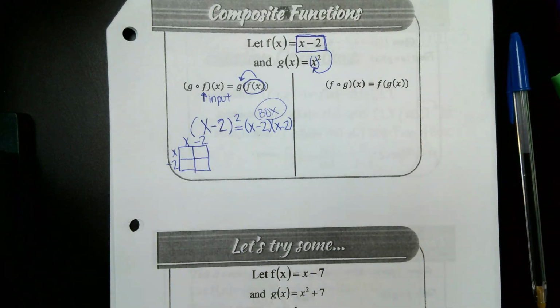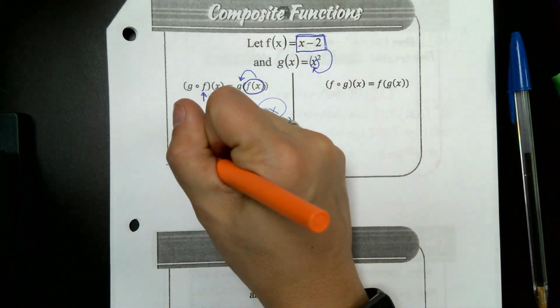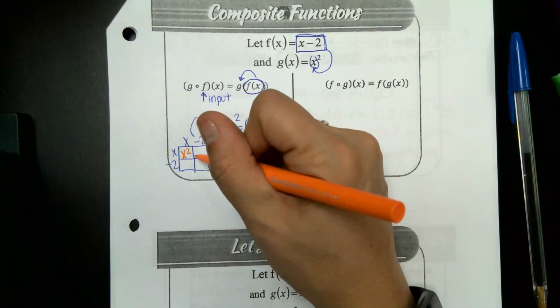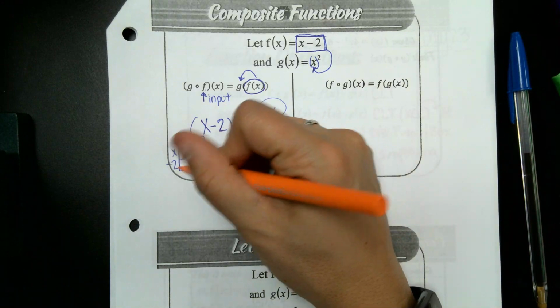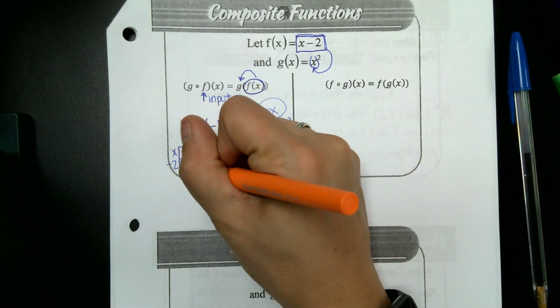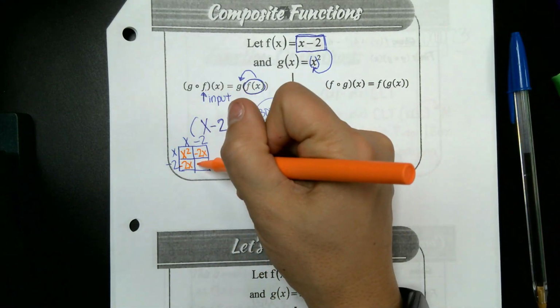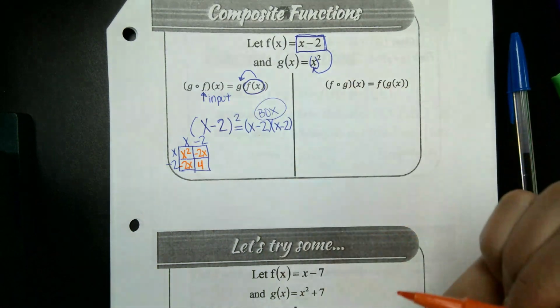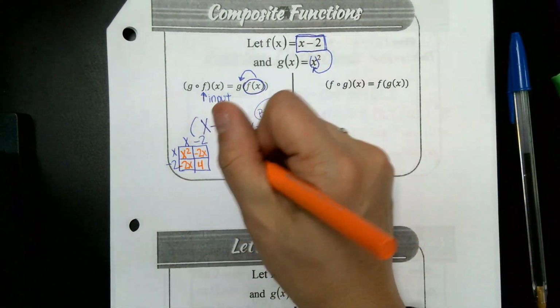What's x times x? X squared. And then x times negative 2. Negative 2x. And negative 2 times x. Negative 2x. And negative 2 times negative 2. Negative 4. Yep.